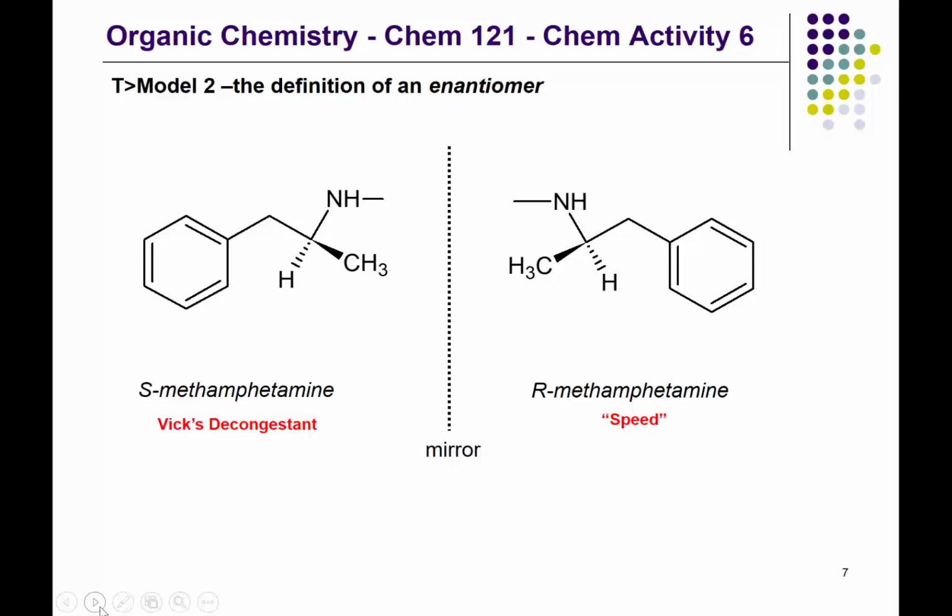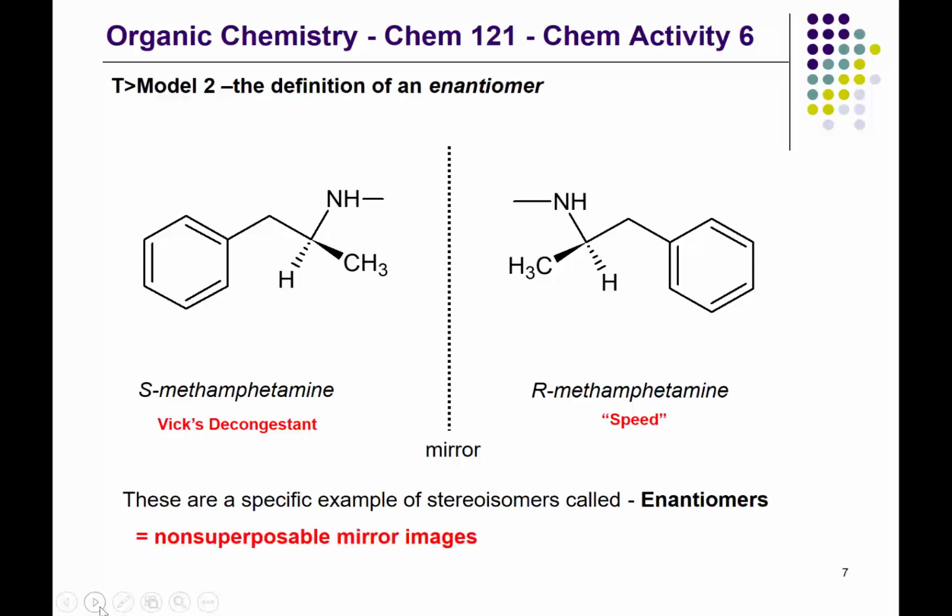Now, this brings us to our definition of enantiomers. These compounds are specific examples of stereoisomers that we call enantiomers, and enantiomers are non-superposable mirror images. So while they are mirror images, they're not identical.